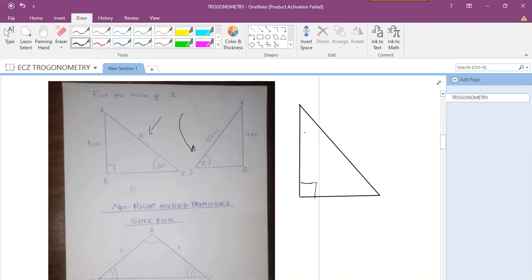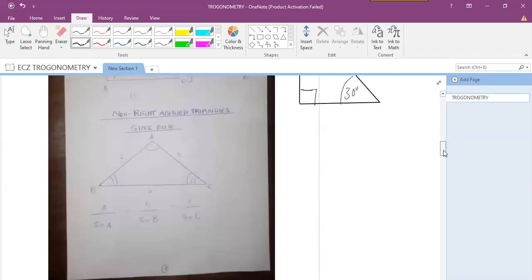So that's a right angle triangle. How do we know that it's a right angle triangle? This angle there, and this is side A. You have the calculator nearby. Yes, all right, good. That's X, and this is 4 centimeters.